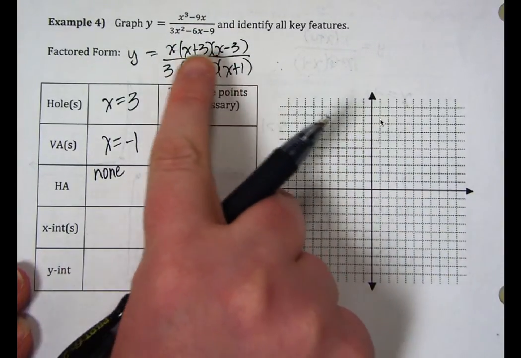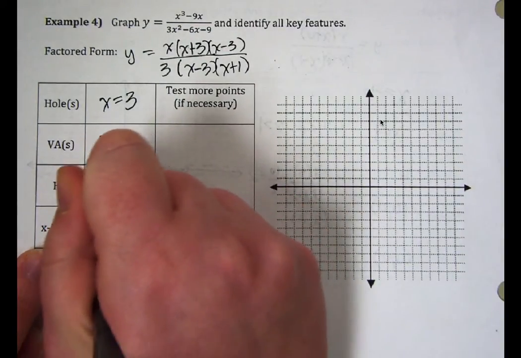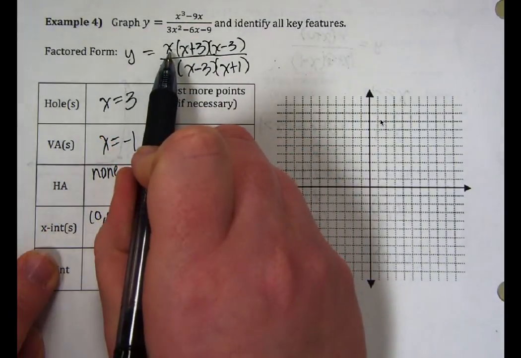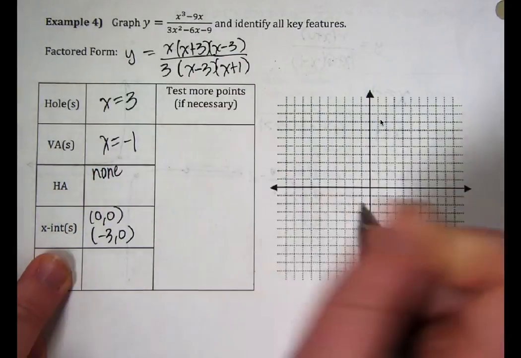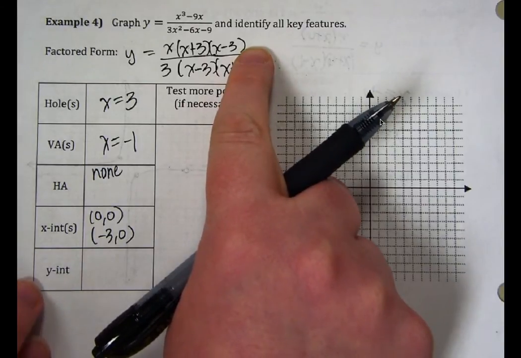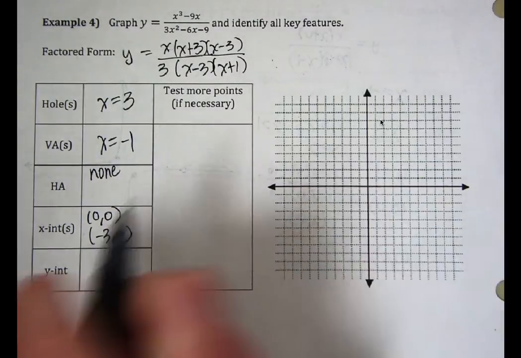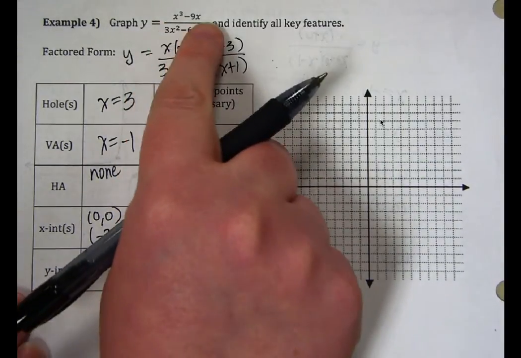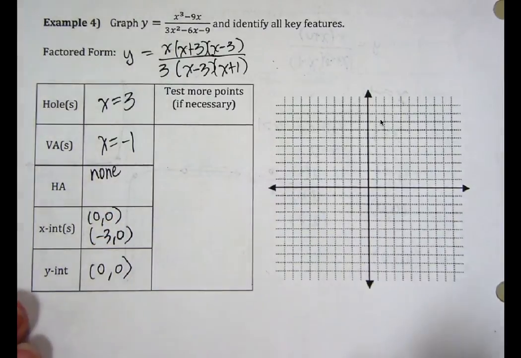X-intercepts, yes, there's a few of them actually, right? So there's going to be 0, 0, and that comes from the factor of x. We're going to have negative 3, 0. And then we will not have an x-intercept at 3 because that's where a hole exists. For a y-intercept, put 0 in for x. We get 0 over negative 9, which is 0, 0.